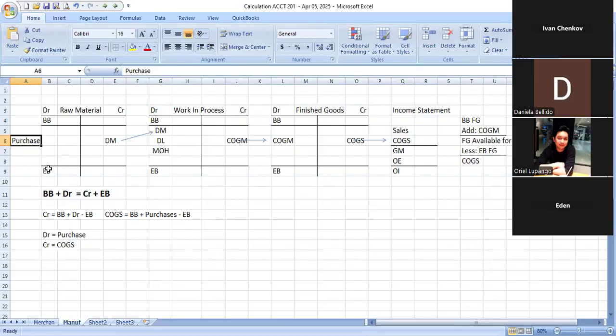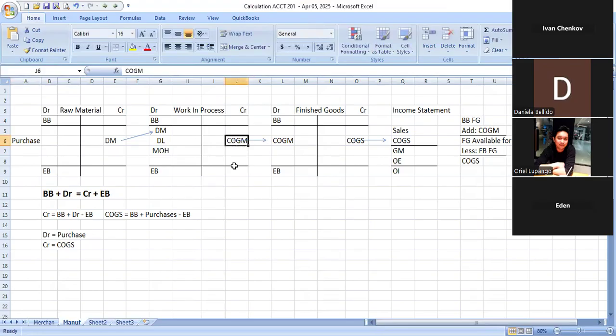So now you have the whole process. We're purchasing the raw material. We're using the raw material. We're using direct labor, we're paying our employees. We're using manufacturing overhead. Once we use all those three, we have finished goods. That finished goods comes with a cost to manufacture it. That's why we have cost of goods manufactured.